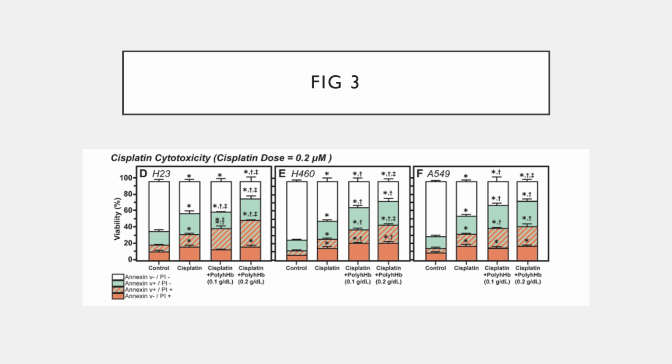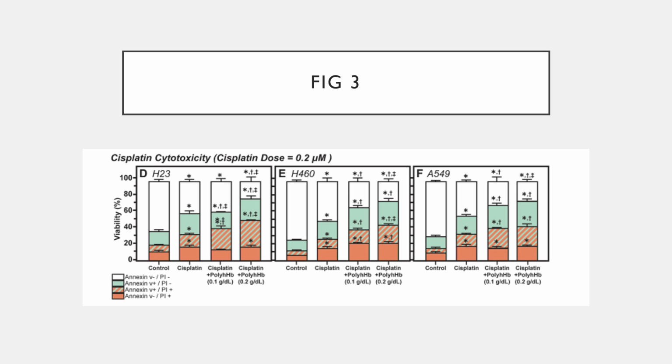So for the H460 cells, there was a significant increase in the number of apoptotic and necrotic cells when there was a presence of polymerized hemoglobin. While the concentration of polymerized hemoglobin does not appear to affect the number of apoptotic and necrotic cells when they are evaluated separately, there's a significant increase in the co-stain cells when polymerized hemoglobin is present. So for the cells that are in the presence of 0.1 gram per deciliter hemoglobin, there's an increase. And for the A549 cells, there was very similar behavior to the H23 cells. The polymerized hemoglobin did not change the number of cells that were positively stained for necrosis in comparison to cisplatin-only treatment.